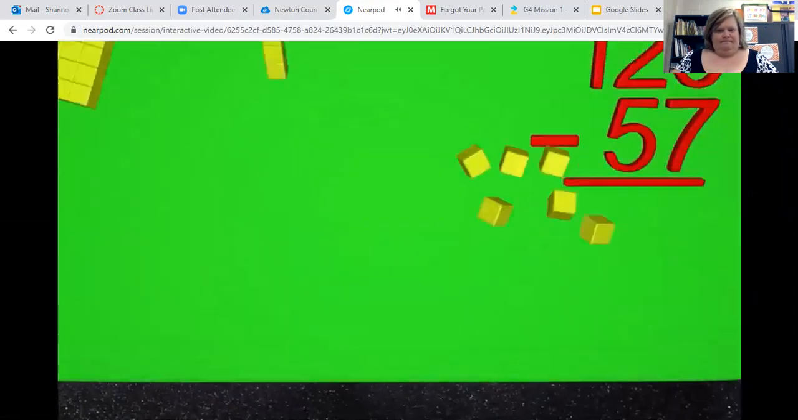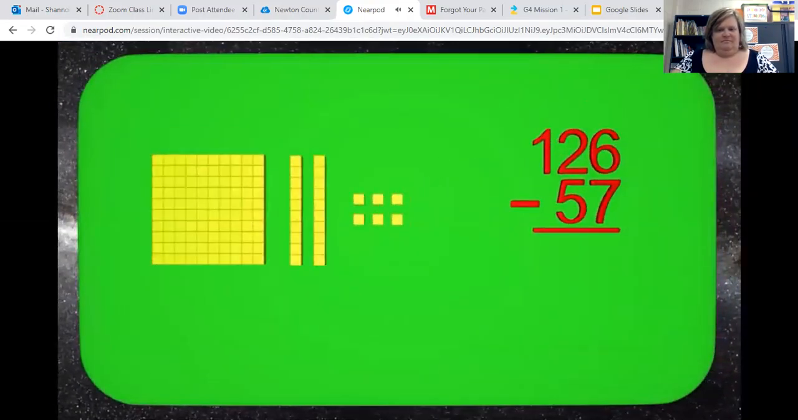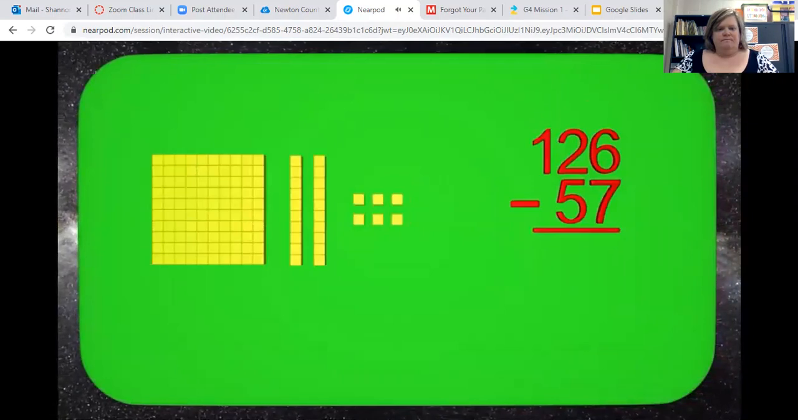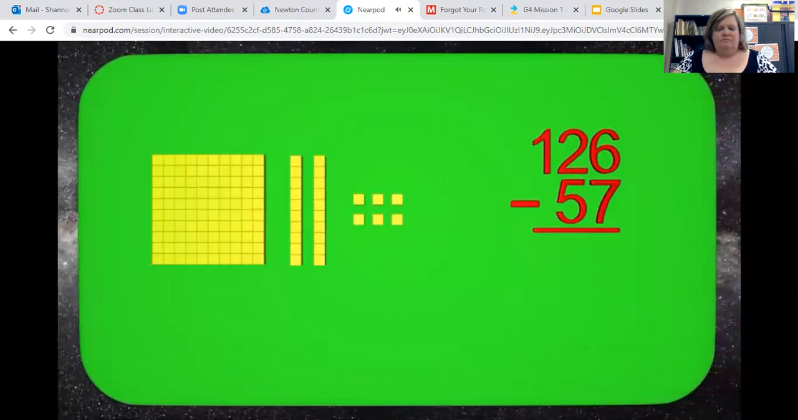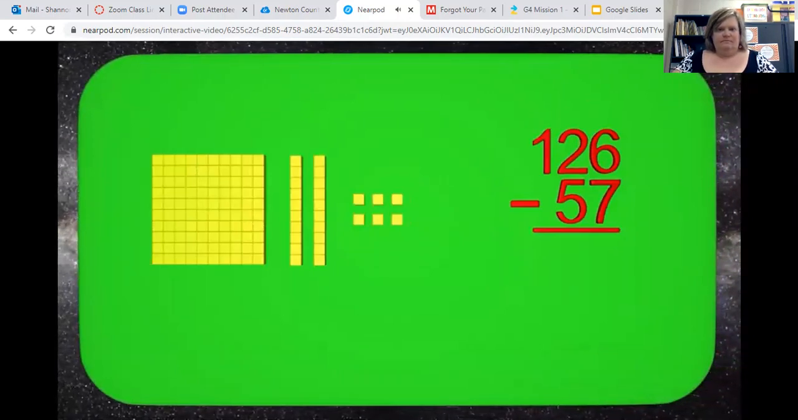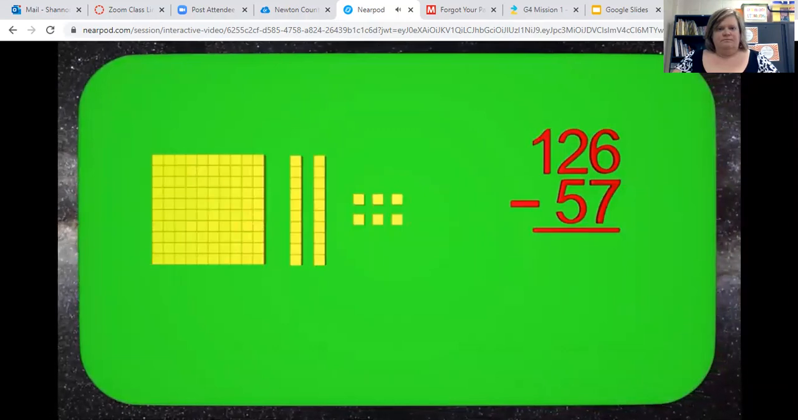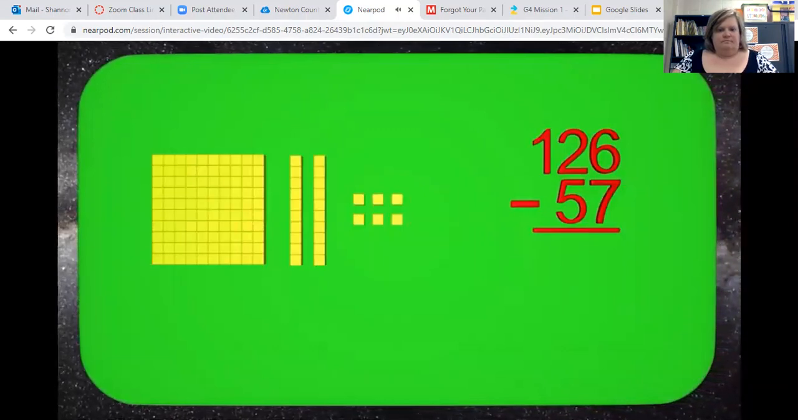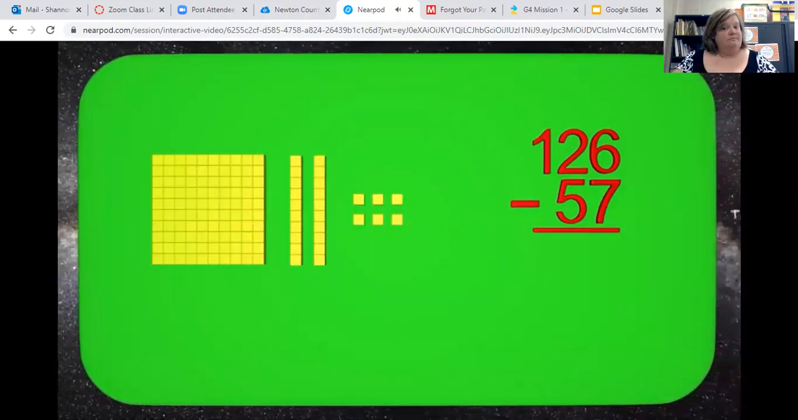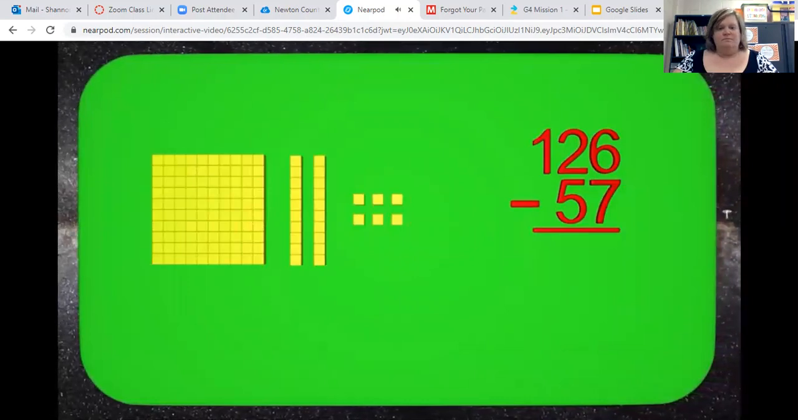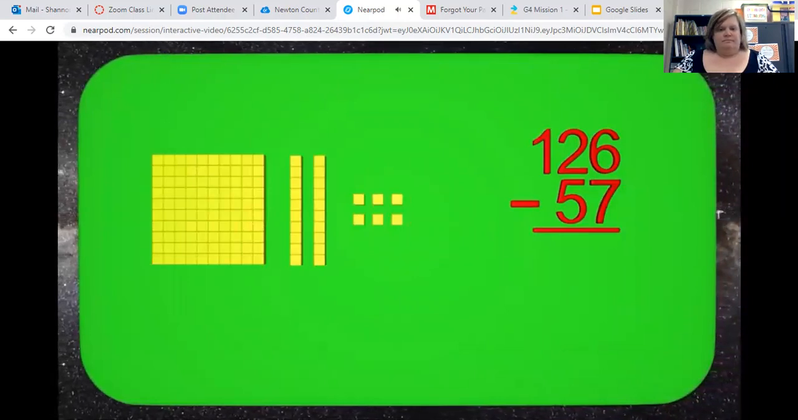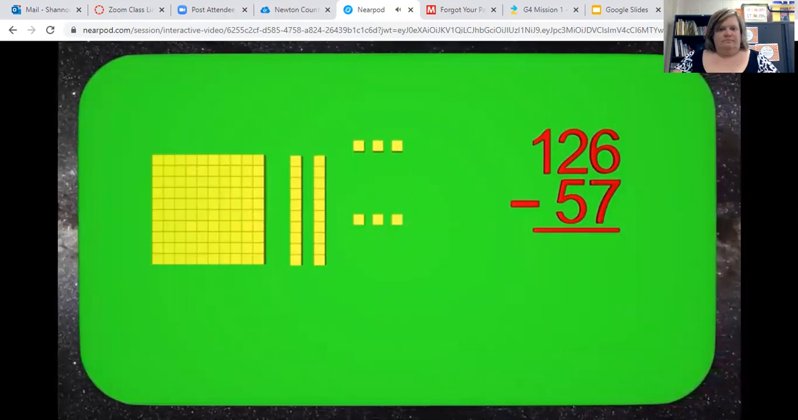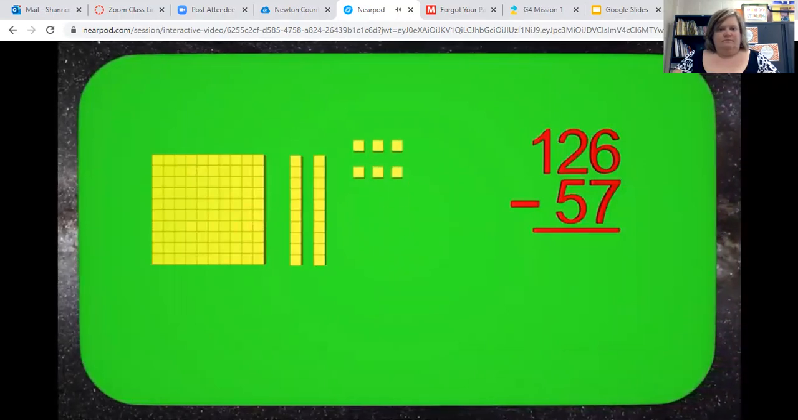Now let's go to the subtraction problem. Here we have the same numbers as before, but this time we are subtracting. We have our blocks set up again with 126 blocks. This time we need to take away 57 blocks. As usual, we start with our ones place. We need to take away 7 blocks. 1, 2, 3, 4, 5, 6.